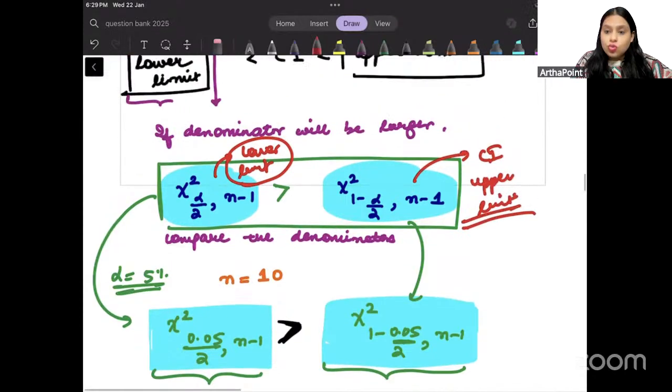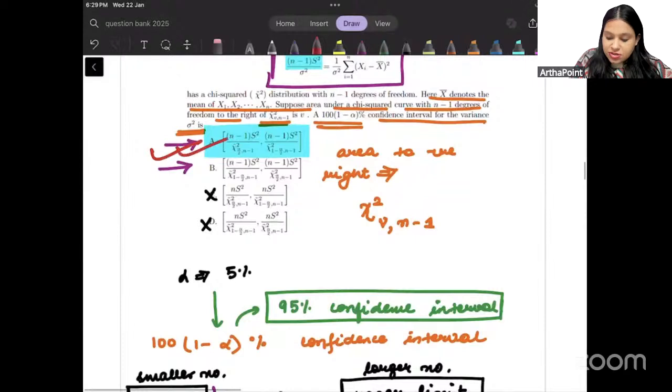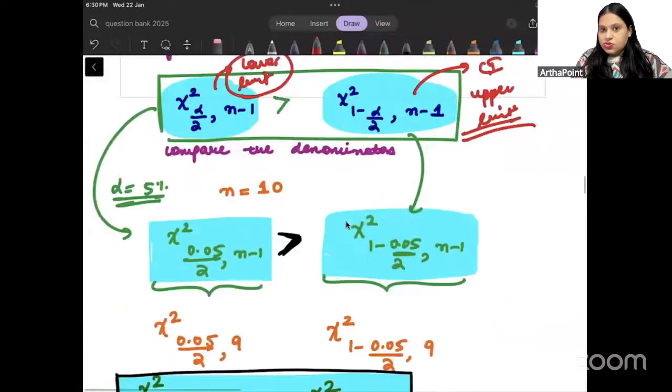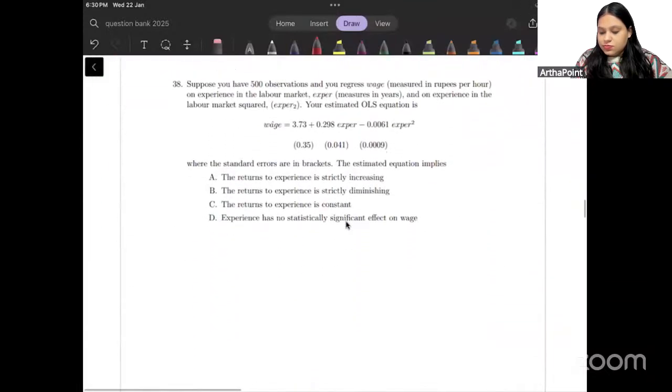So the answer to this question should be A. Is this clear now? Anyone who still has a doubt in this? Okay, let's move on to the next question. Do this question.